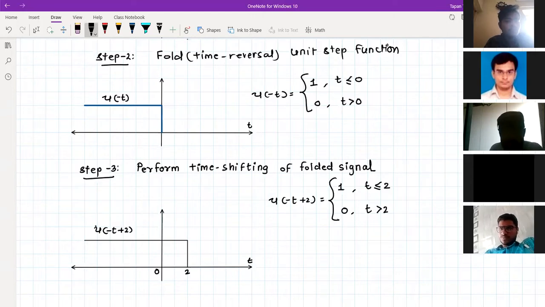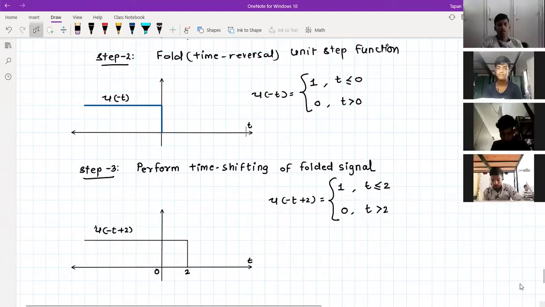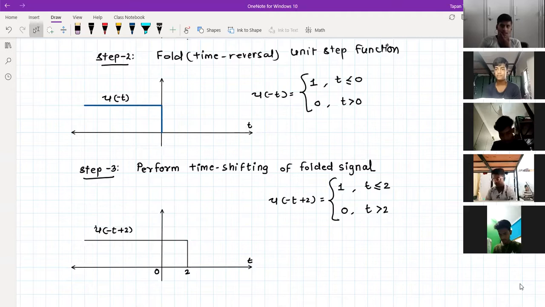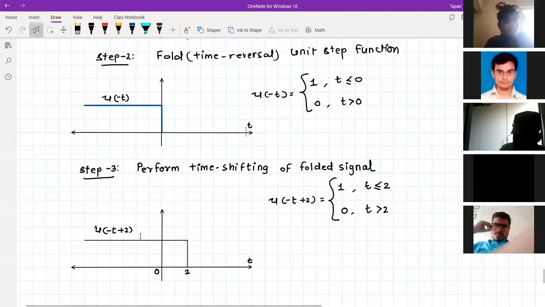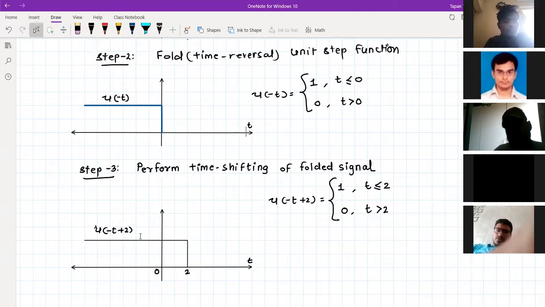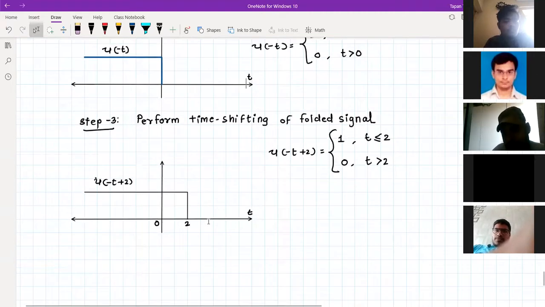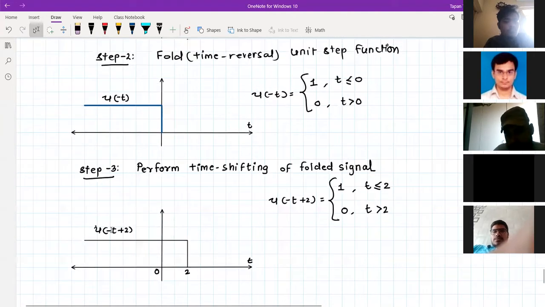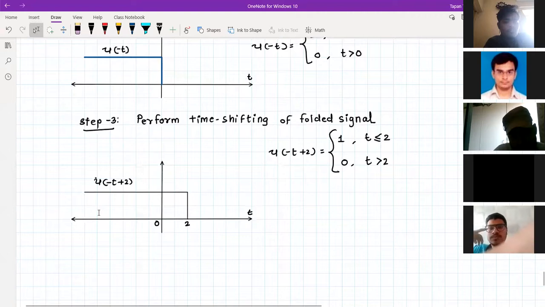Sir, will it not be advance, sir? No. Who asked that question? Gaurav, sir. No. And this thing creates a lot of confusion in many students' minds. See, whenever you are performing the operation on the folded signal, your concept of delay or advance changes completely.